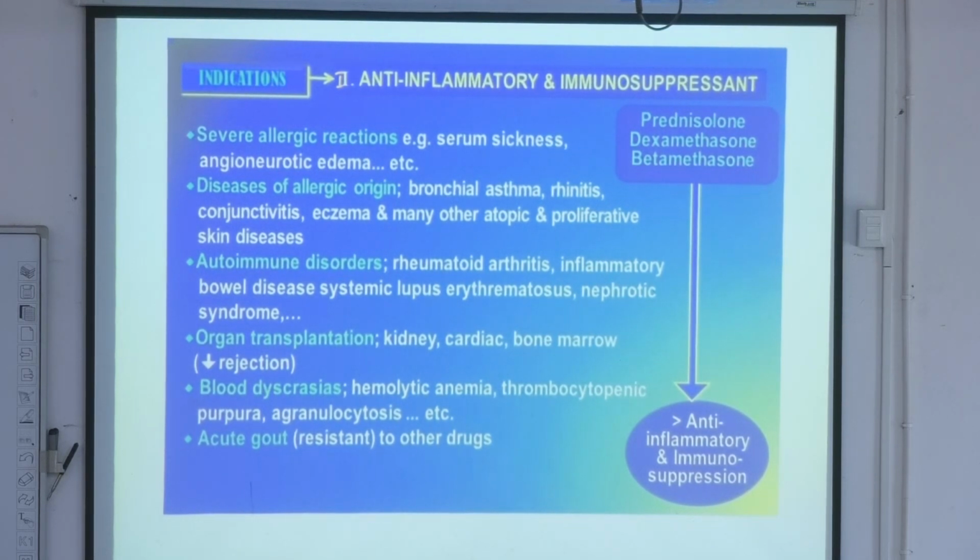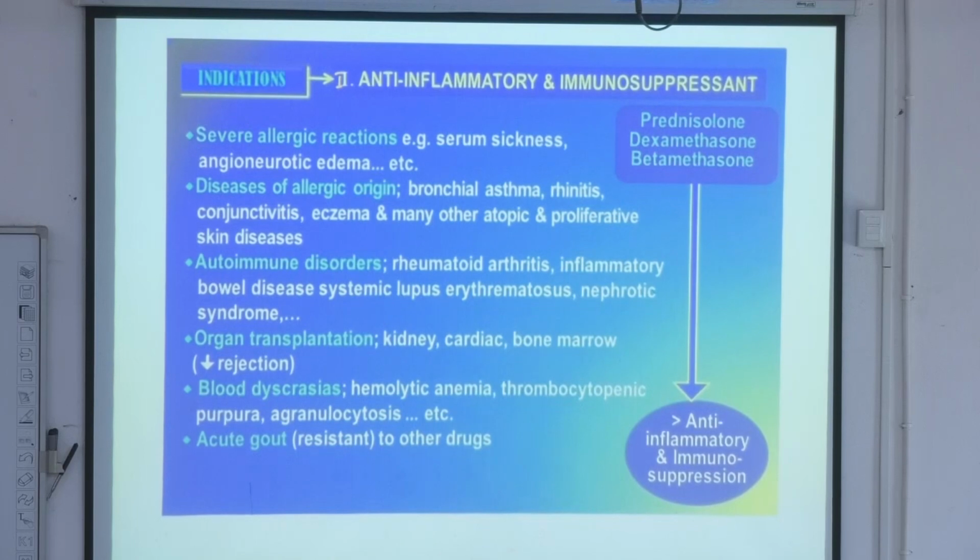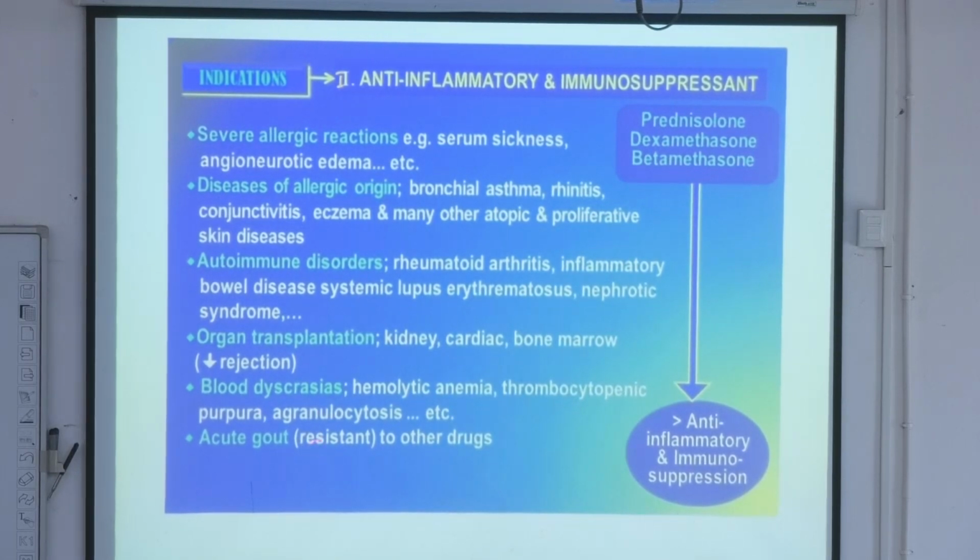Organ transplantation. In organ transplantation, you have to suppress immunity because there is a foreign body in your body. So if the body recognizes that it is a foreign body, the body will start attacking it and destroy the organ. Okay? So this is very important, that you have to suppress immunity in organ transplantation, and there steroids play an important role. In hemolytic anemia, thrombocytopenic purpura, these are also autoimmune processes.